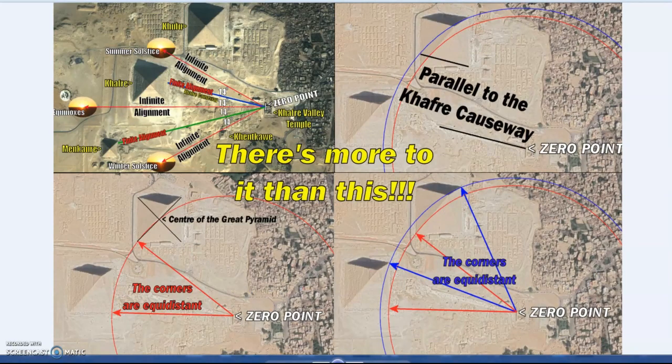There's more to it than this. Again, there is no other hypothesis that even comes close to these particular coincidences. Again, there's much more, and it's actually linked to other places such as Thebes, Heliopolis, and Abydos as well. But again, more for that in the future.